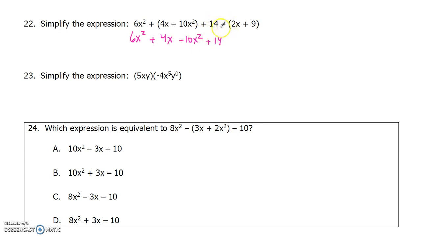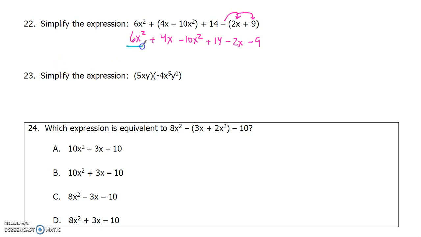But then I have this minus sign right in front of this parentheses, so when I distribute, that means all my signs change to the opposite. So right now this is a positive 2x, so now it's going to be a negative 2x. Right now this is a positive 9, so it's going to be a negative 9. Okay, so let's see if we can figure out what our like terms are. So remember, like terms have to be the same variable and same exponent.